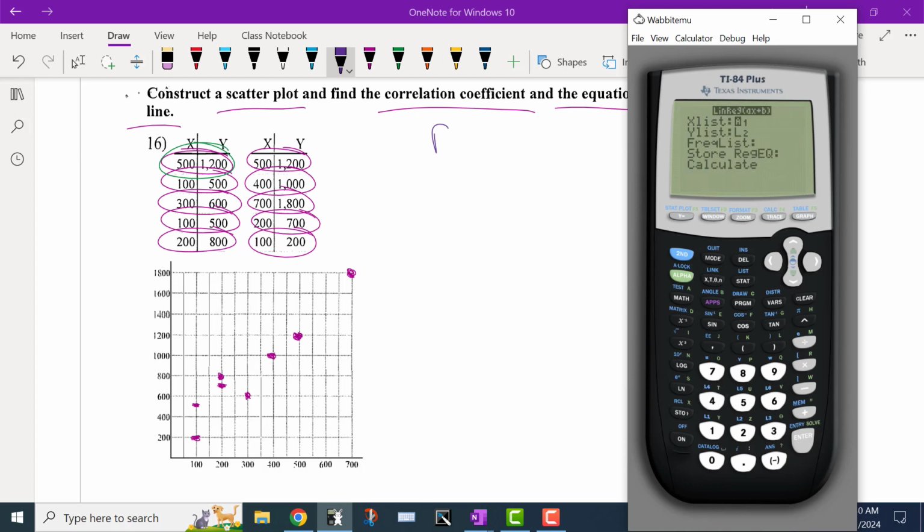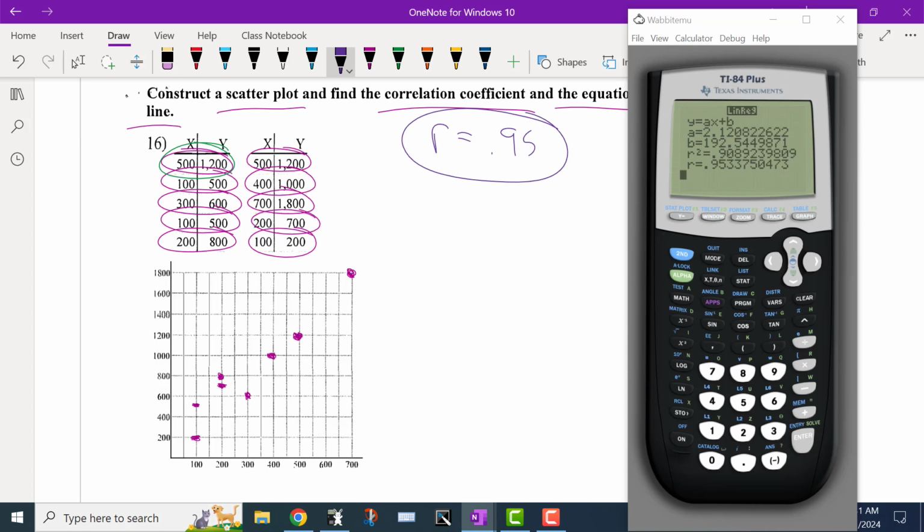Now your calculator is going to ask you which list you used for X and for Y, because you can enter a whole bunch of different lists in here. And I did use L1 for my X list. I did use L2 for my Y list. And then I go down here to calculate and I hit enter. Okay, now that I've done that, you're going to notice that my R shows up. My R, my correlation coefficient, is equal to 0.95.